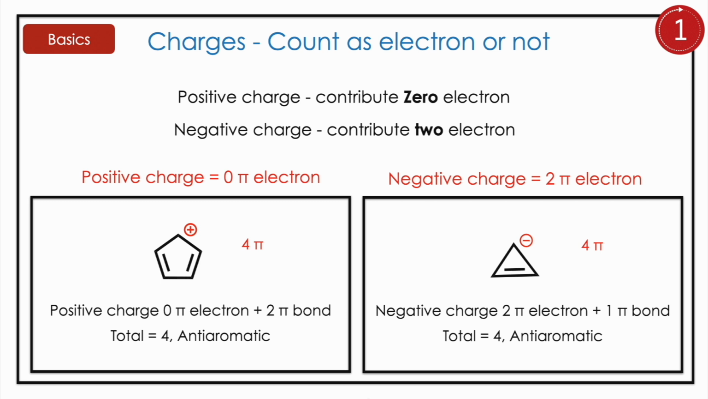Here I have shown the example. Cyclopentadienyl cation, 4 pi electrons, conjugated. It is the anti-aromatic compound. The positive charge counts as 0 pi electrons. That's why it is 4 pi. Then the negative charge: you should count it as 2 pi electrons. Here the cyclopropenyl anion is given. The anion you should count as 2 pi. So totally 4 pi. It is also anti-aromatic. So a positive charge counts 0 electrons, and a negative charge counts 2 pi electrons.